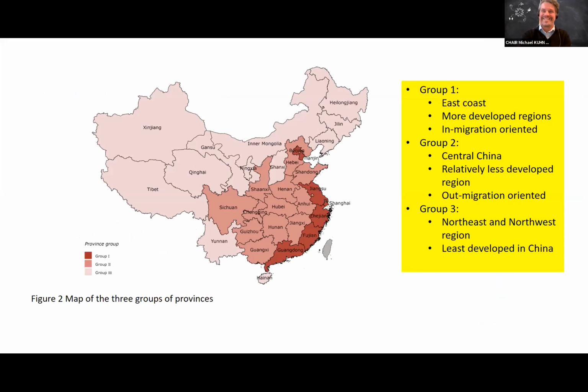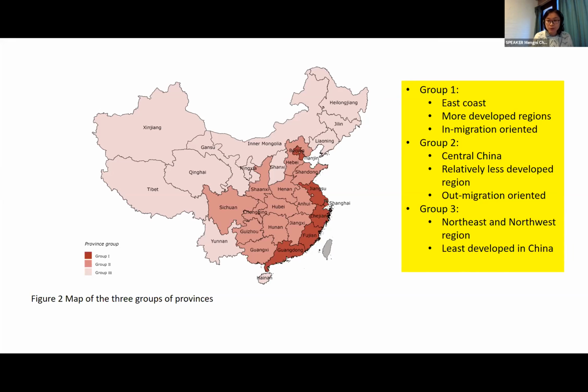So the map gives you information about the three groups of provinces that highlight that they experienced different changes in mobility patterns. The first group is highlighted in dark red, that is around the East Coast, more developed regions, and very often in-migration oriented regions. And the second is Central China, relatively less developed regions, and often out-migration oriented in a normal year.